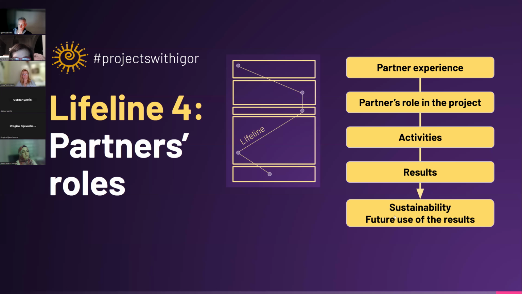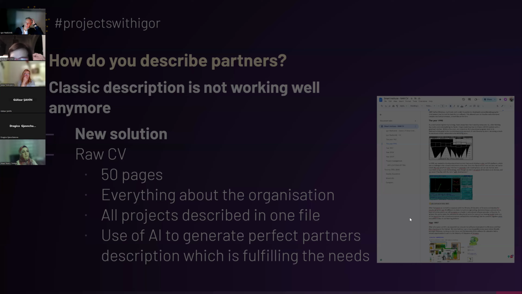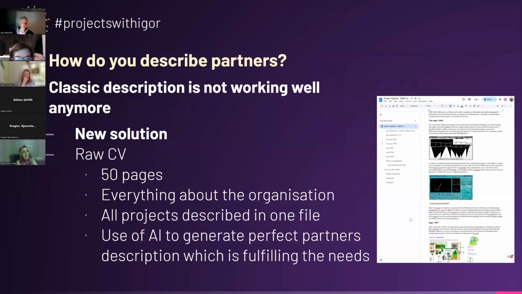And of course, sustainability and the future use of the results, because I already did this in the past with AI, it's much more effective that the future and the sustainability of the project will be used by me. So this is again very important. And how can I do this? How do you describe the partners?